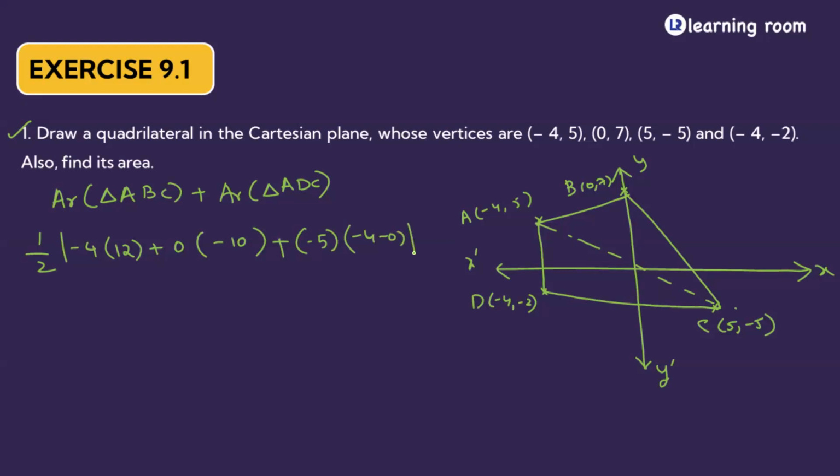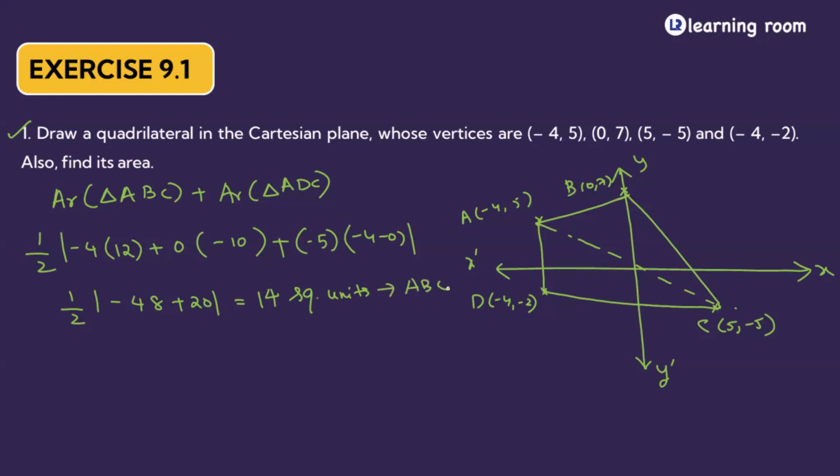Am I clear with this? So half into modulus of -48 plus 20. -48 plus 20 is -28. So modulus of -28 is 28. 28 by 2 is 14. So it is going to be 14 square units. So 14 square units is the area of triangle ABC.